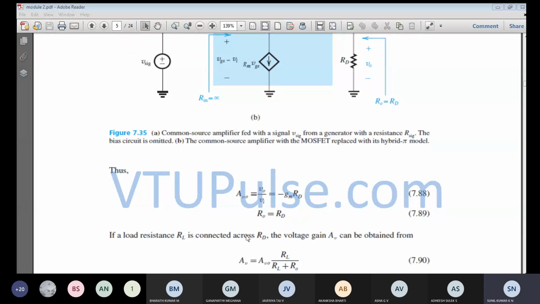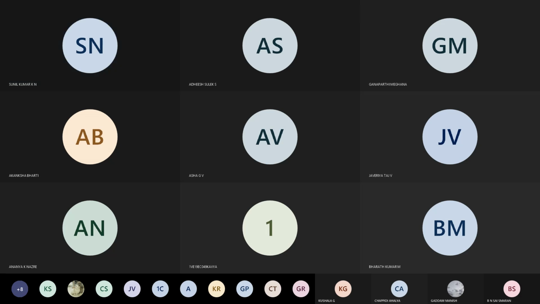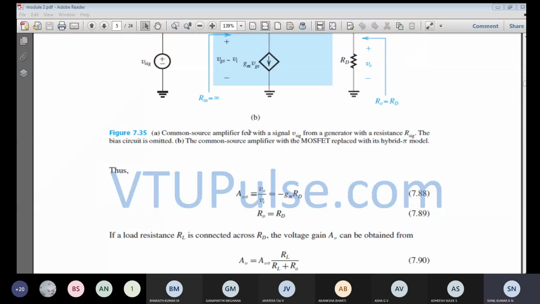Okay. So is the PDF visible now? Just wait a minute. Now I'll just display the PDF. Okay, so now the PDF is visible. Yes, sir, the PDF is visible. Yes, sir. Okay.